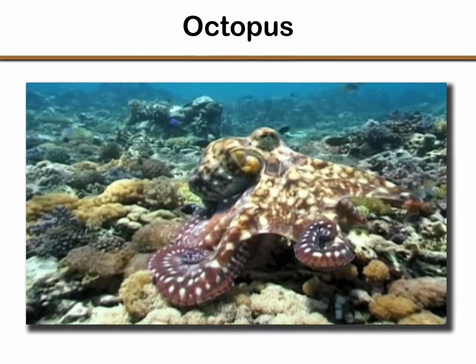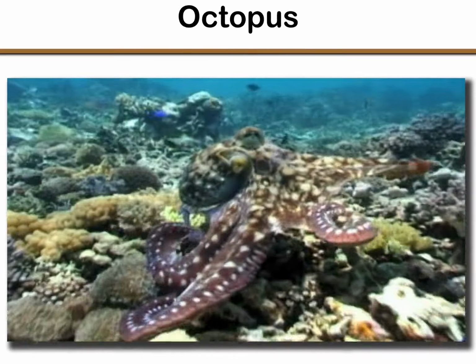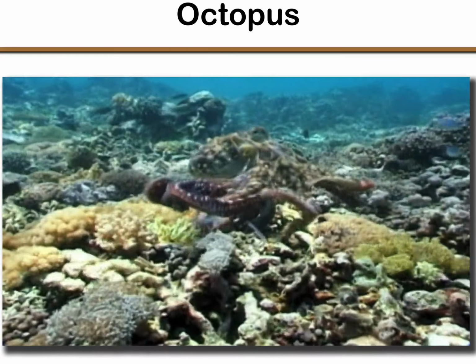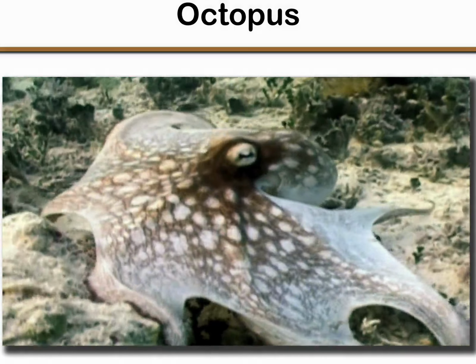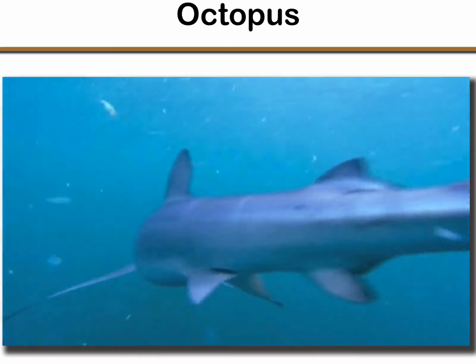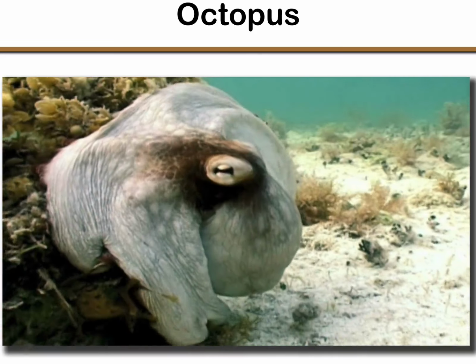And this shows it even more dramatically. To avoid vicious predators like sharks, the octopus changes its shape, color, and texture in an instant to look like rock and algae.